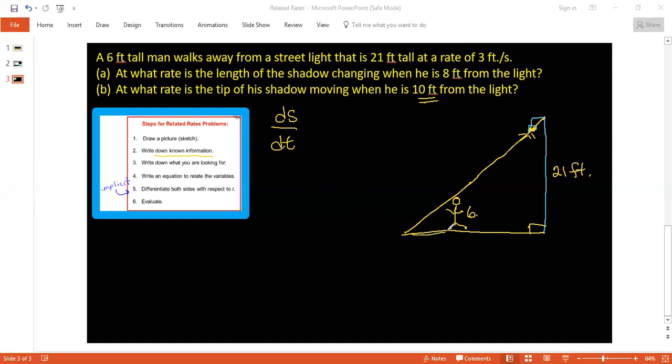I'm going to say S for shadow. And we don't know this, so we'll call it X. And this whole length, I'm going to call it Y, which is if I added the S plus the X together, that would give me Y. So I'm going to have to think of a formula. And in the last slide, I gave you some different hints to formulas that we're probably going to be using.